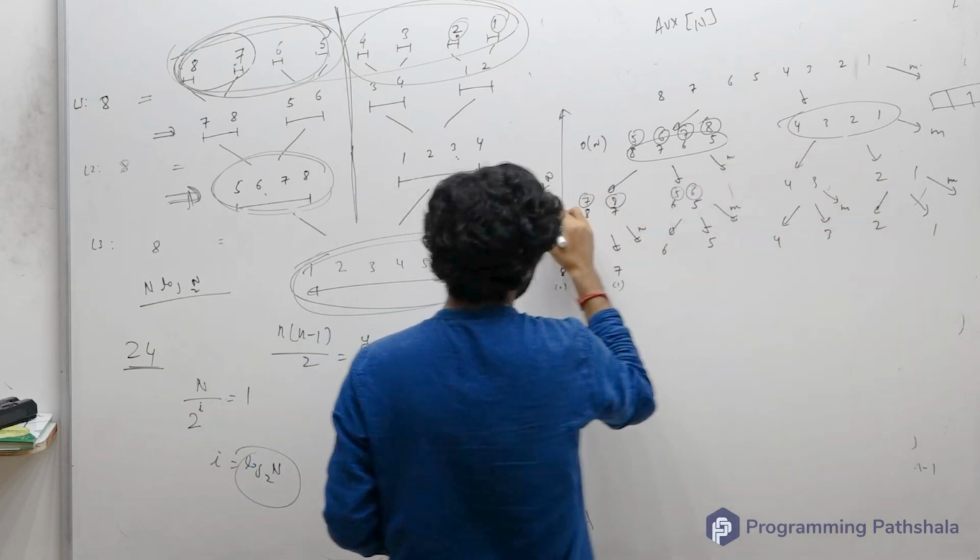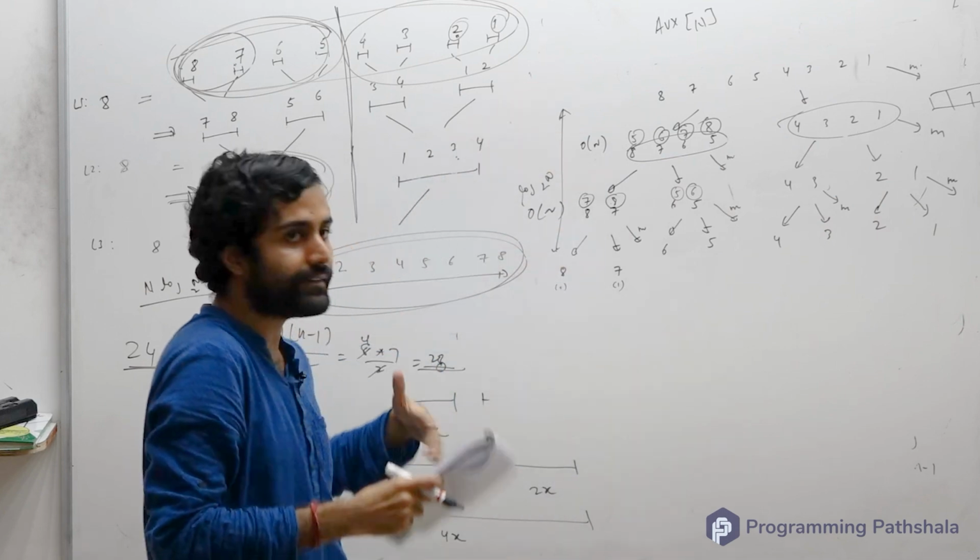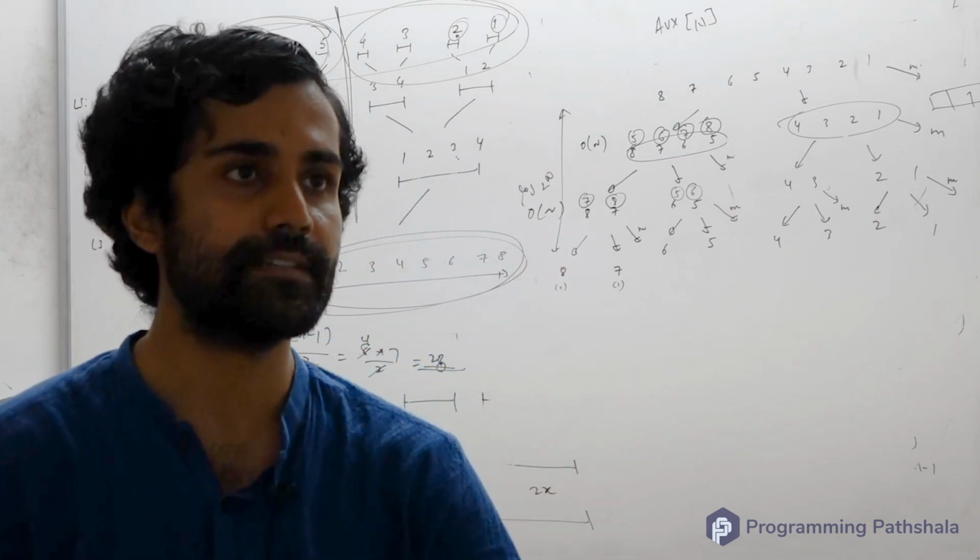So n by 2 plus n by 2 again is order n. So at each level there is order n work, and that's the reason it is order n log n.